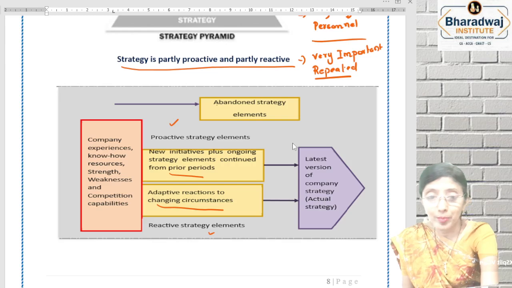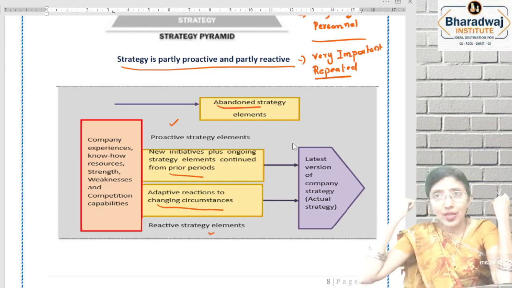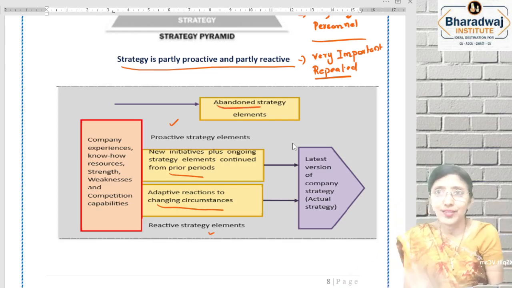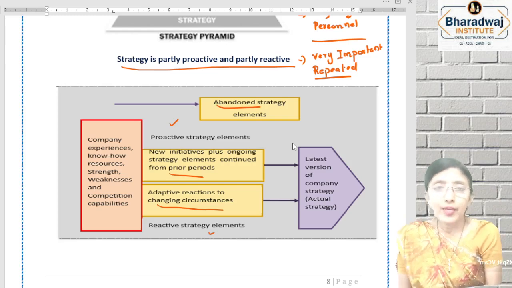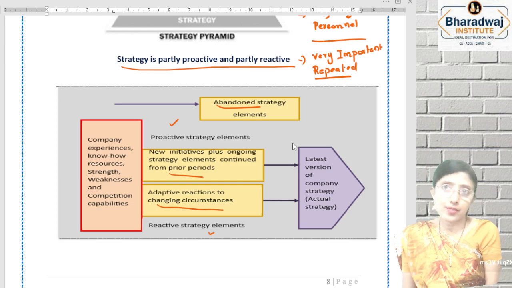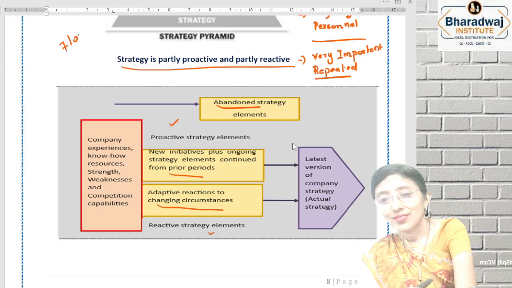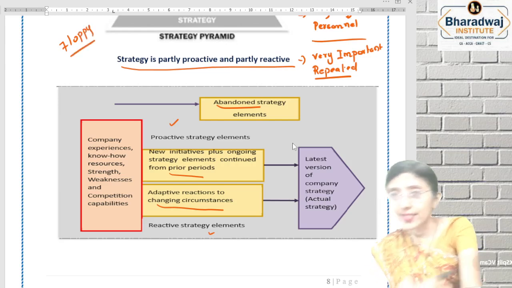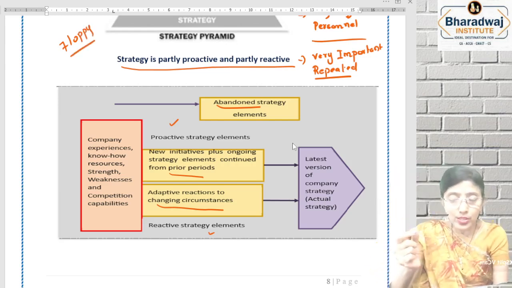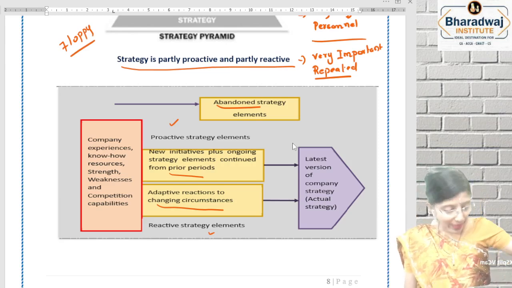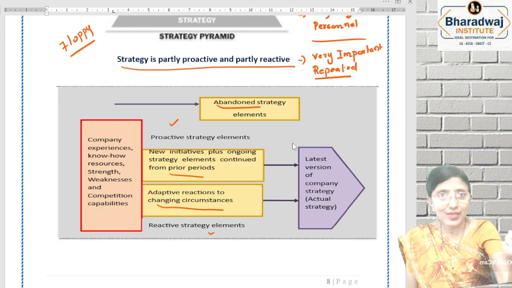You also have abandoned elements, which means they are no more useful to you, redundant. Today, if I talk to you about floppies, what will you tell me? You know what is a floppy? Very good. It is a computer storage device, like you have a pen drive these days. You have a pen drive, right?